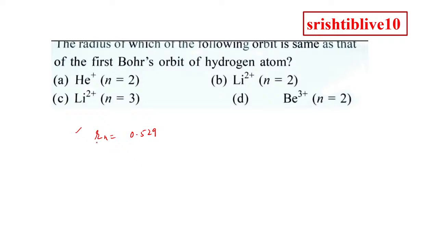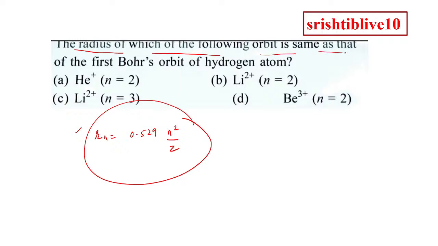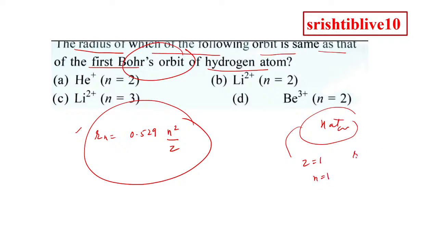Great. So this is Rn equals 0.529 times n square by Z. The question is, the radius of which of the following orbits is the same as that of the first Bohr orbit of the hydrogen atom? For the hydrogen atom, Z equals 1 and n equals 1. So the radius of the first orbit of the hydrogen atom is 0.529, because n is 1 and Z is 1. So you have to arrange these two values somehow so that you get the radius equal to 0.529, that of the Bohr orbit.